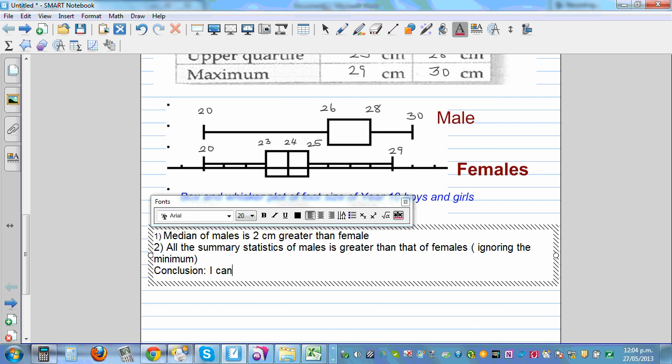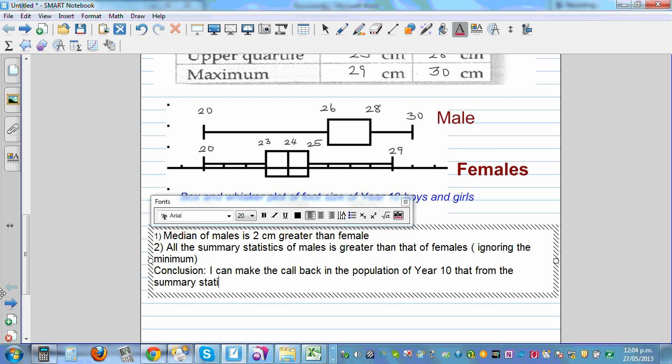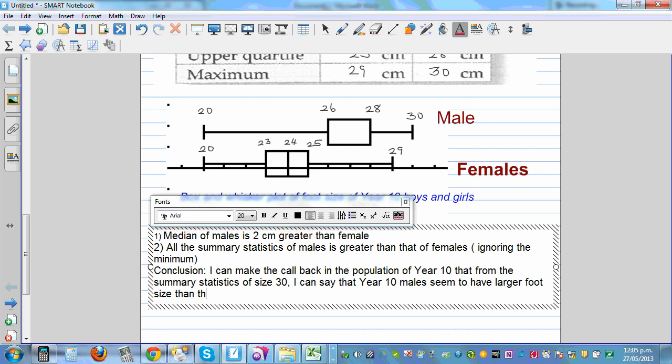Okay, I can make the call back in the population of year 10 that from the summary statistics of size 30, I can say that year 10 males seem to have larger foot size than that of female.